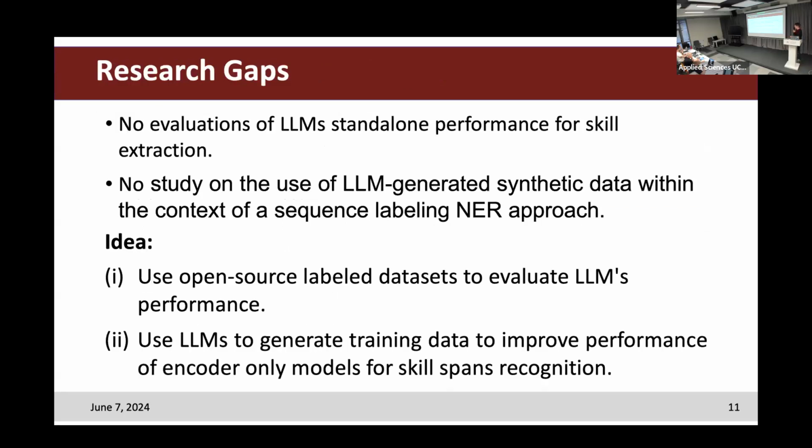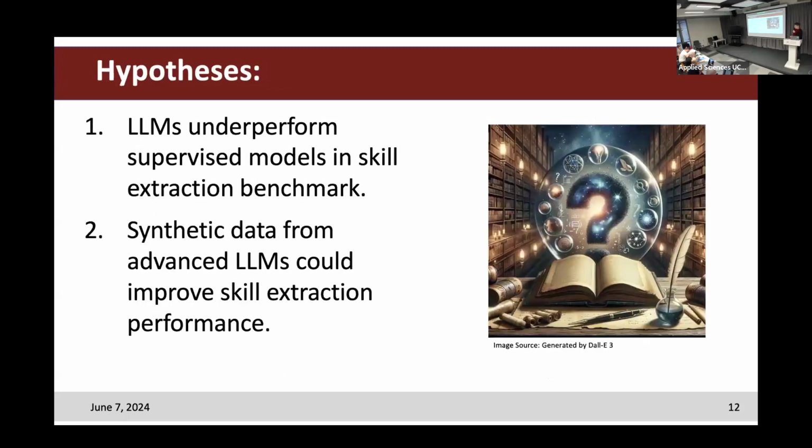So the research gaps that we found: there is no evaluation of LLM standalone performance for skill extraction. And also there is no study on how to use LLM-generated synthetic data within the context of sequence labeling, essentially the first approach that I showed. And so we had the idea: what if we use open source labeled datasets to evaluate the performance of LLMs? What if we use LLMs to generate training data to improve the performance of encoder-only models like BERT for skill span recognition?